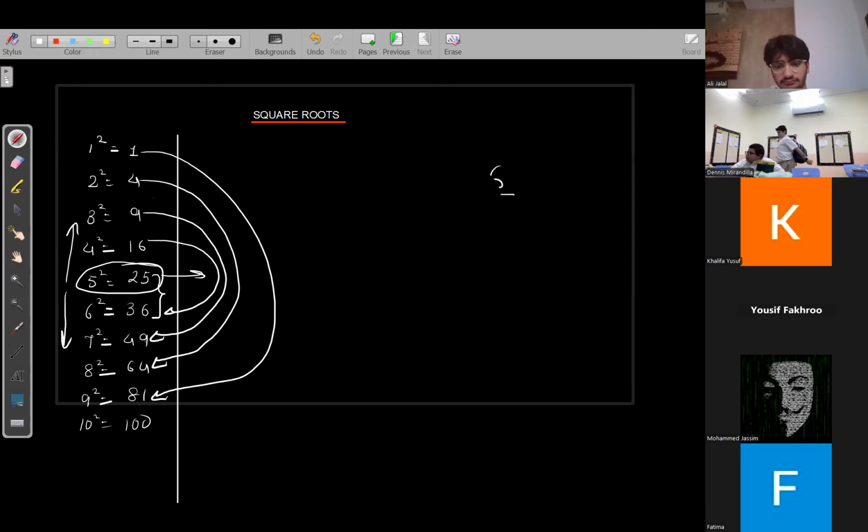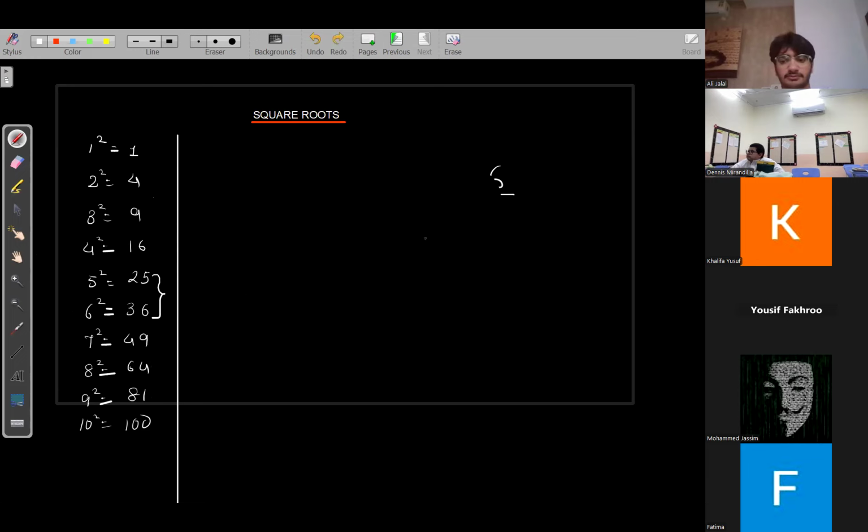Are you getting what I'm saying? So on all equations, 25 is the middle. Correct, 25 will be the middle number. Are you getting it? So let's take one more example.